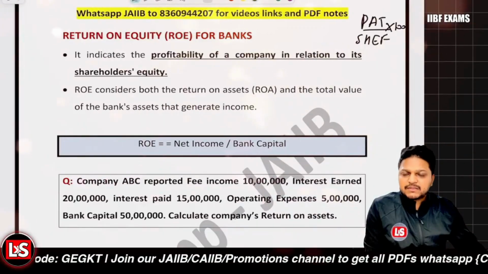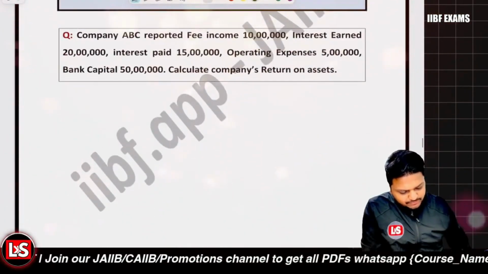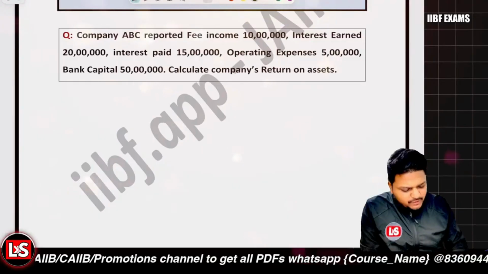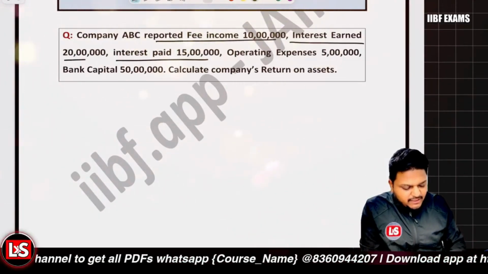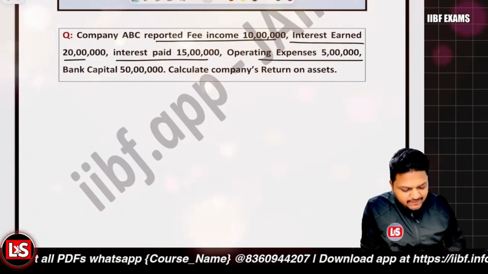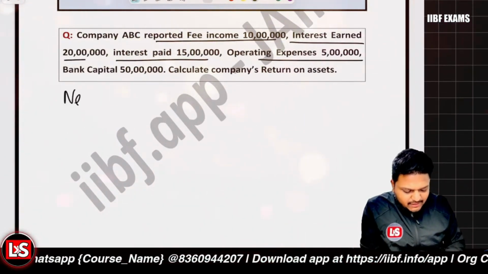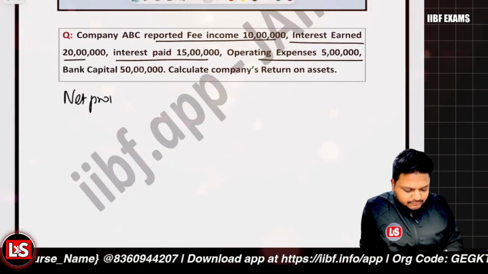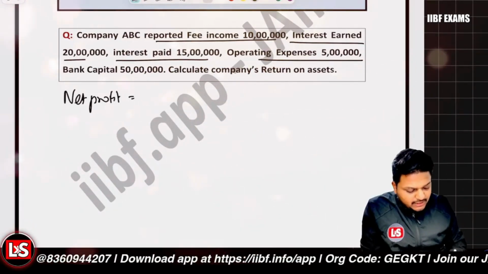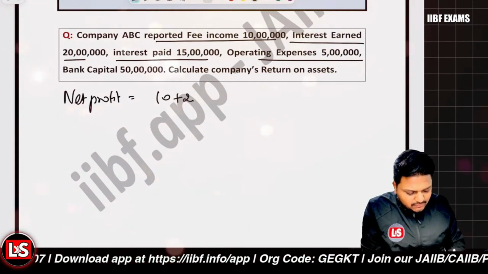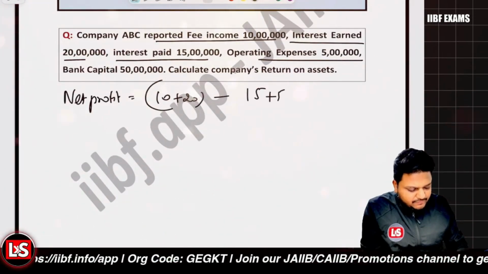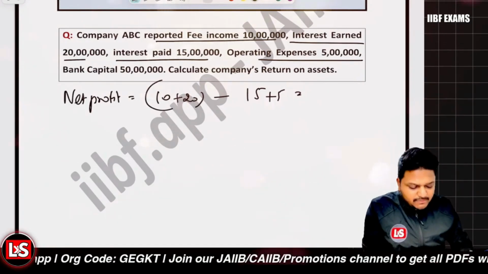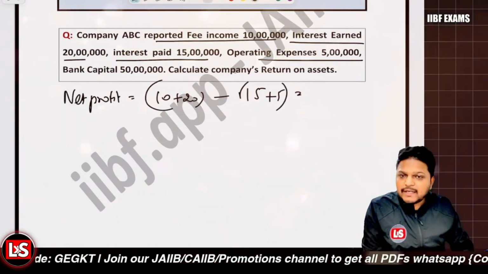Clear with it? So let's have a look at the question. Company ABC reported fee income to be 10 lakh, interest earned 20 lakh, interest paid 15 lakh, operating expenses 5 lakh. So what will be the net income or net profit? So total income, that is 10 plus 20, minus 15 plus 5. So that is equal to 30 minus 20, that is equal to 10 lakh.